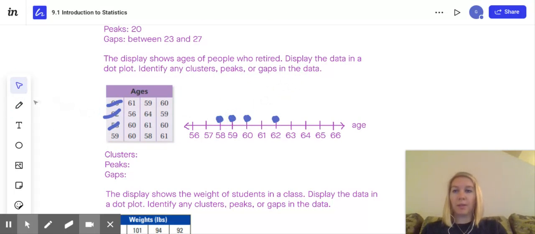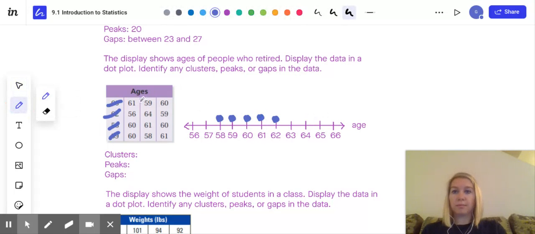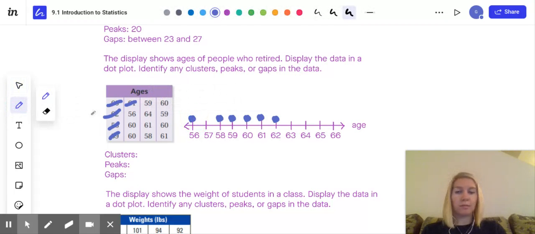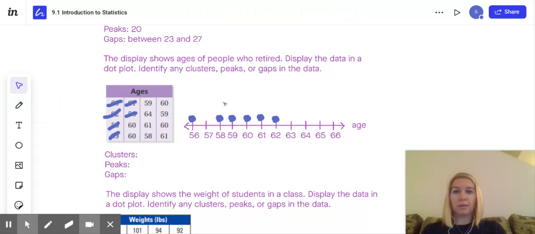59. Again, all of my dots are the same size, and I do that just so that our data looks accurate, right? If we had some dots that are bigger, we might think there's a peak when there's not. 61, 56. Make sure it's on the line. 60. 60 again. I'm already starting to see a cluster and a peak around 60. We'll see if that keeps up here.